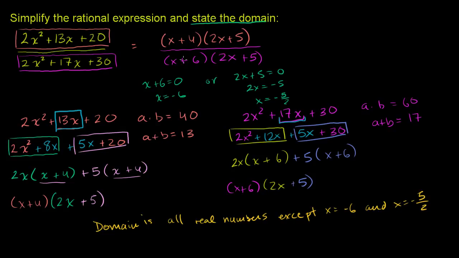Now let's just simplify the rational expression. We've already said that x cannot be equal to negative 5 halves or negative 6. So let's just divide the numerator and the denominator by 2x plus 5. We know that 2x plus 5 won't be 0 because x won't be equal to negative 5 halves. So we can cancel those out. And the simplified rational expression is just x plus 4 over x plus 6.